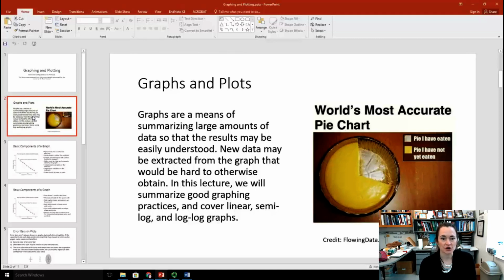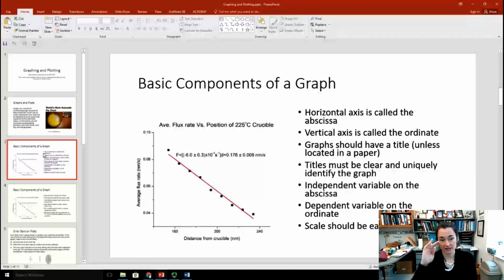Now in this lecture we're going to summarize good graphing practices, and we're going to cover linear, semi-log, and then log-log graphs. So first, let's talk about some basic components of a graph. On these next two slides, these are the components that should appear in the graphs that you create for the talks that you give later on in Physics 4210 and for the graphs that appear in your lab reports in Physics 2210 and 4210.